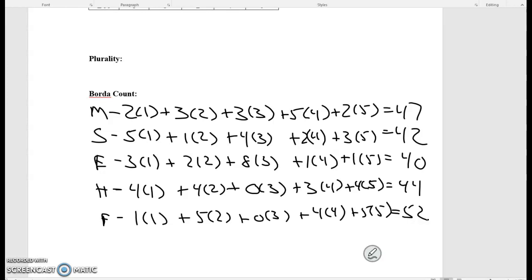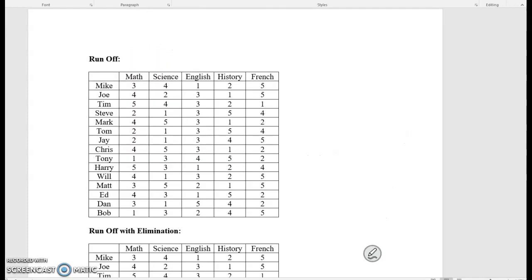So my Borda count winner here is English with a score of 40. The reason why I do that first is the plurality winner will appear in this as well. Science clearly has the most first place votes, so science wins the plurality. So based on my Borda count, I know that science has 5 first place votes: 1, 2, 3, 4, 5. And history has 4 first place votes.